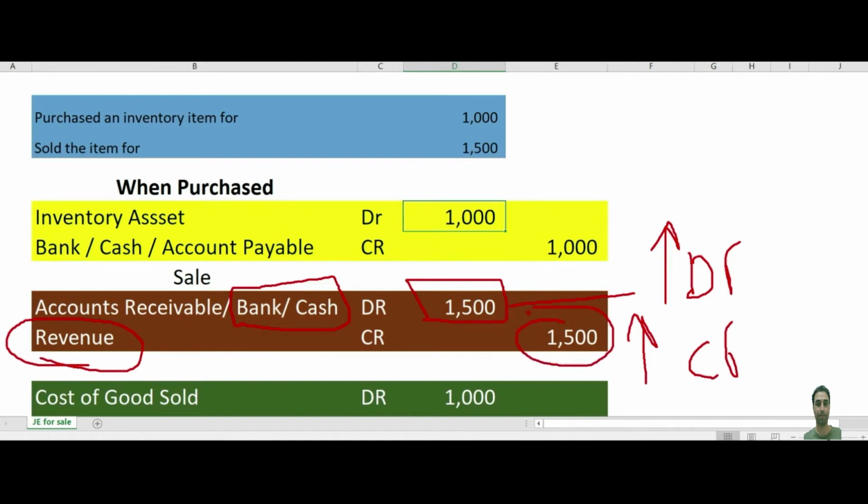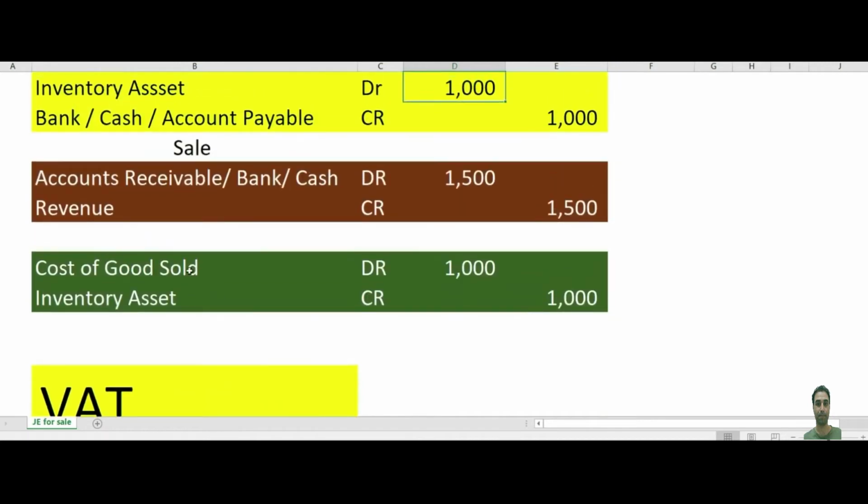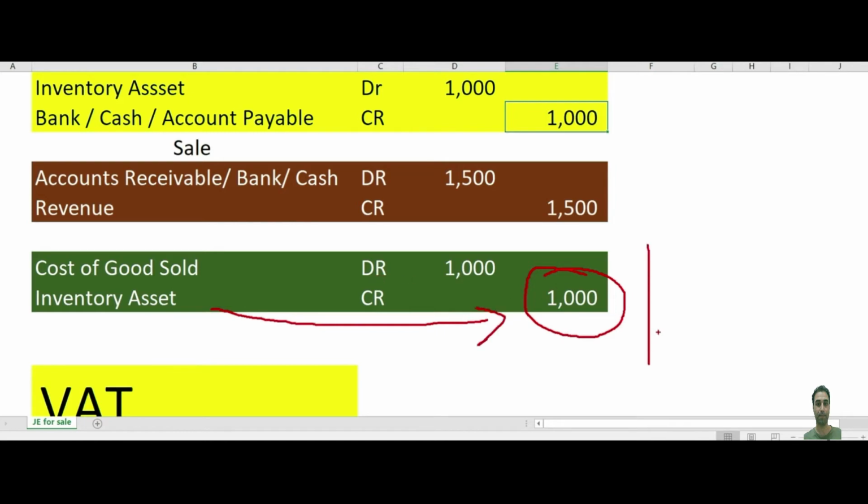Okay, we'll make one more entry. If you see, we have sold this item for 15,000. So this item needs to be removed from inventory. So what happens is, from the inventory account, this amount, the cost of goods sold amount, is gone for this asset. So the inventory asset has decreased, and decrease in asset is credit.